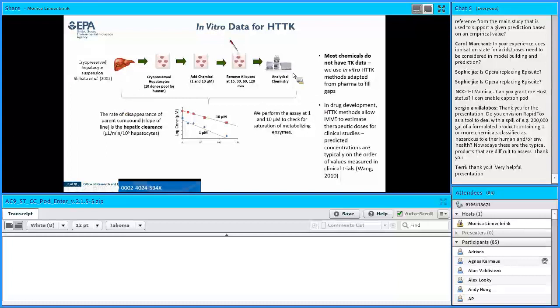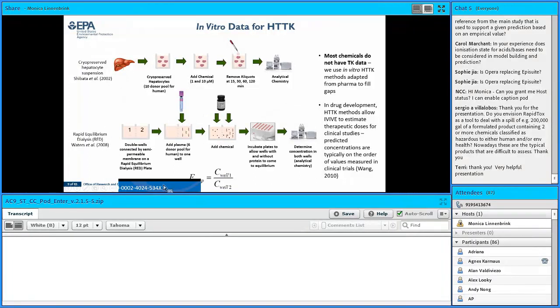And so this is a really useful assay, and I do want to point out that it requires analytical chemistry, because it's not like you can just measure a fluorescence to see how much chemical is there. You need to actually quantitate how much chemical is there over time.